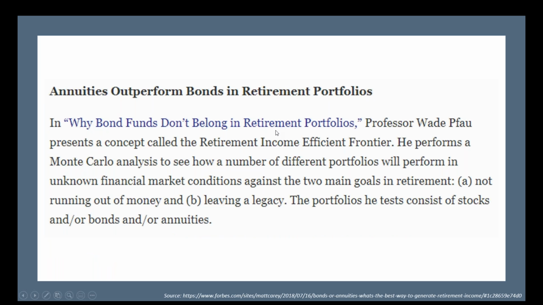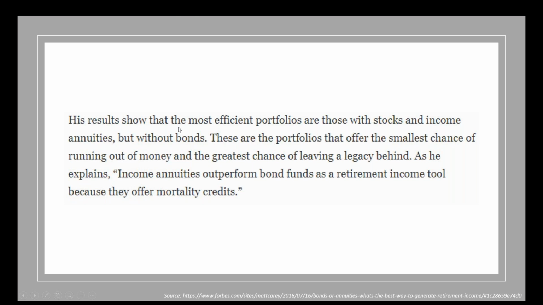In Why Bond Funds Don't Belong in Retirement Portfolios, Professor Wade Pfau presents a concept called the Retirement Income Efficient Frontier. He performs a Monte Carlo analysis to see how a number of different portfolios perform in unknown financial market conditions against the two main goals in retirement: not running out of money and leaving a legacy. The portfolios he tests consist of stocks and bonds, or stocks and annuities. His results show that the most efficient portfolios are those with stocks and income annuities, but without bonds. These are the portfolios that offer the smallest chance of running out of money and the greatest chance of leaving a legacy behind.